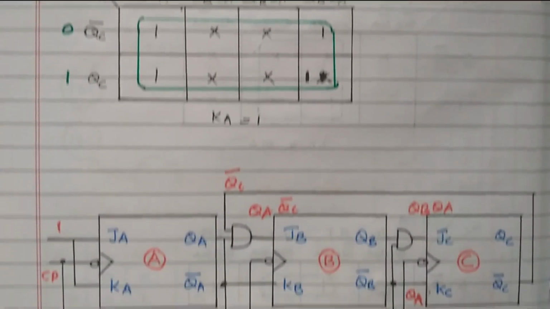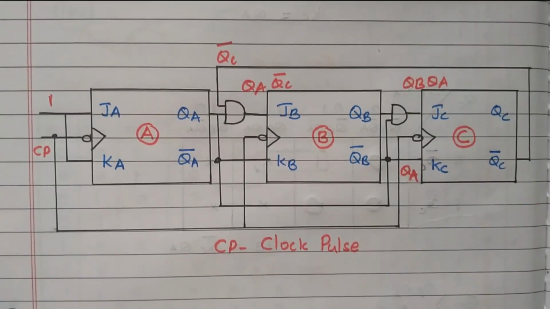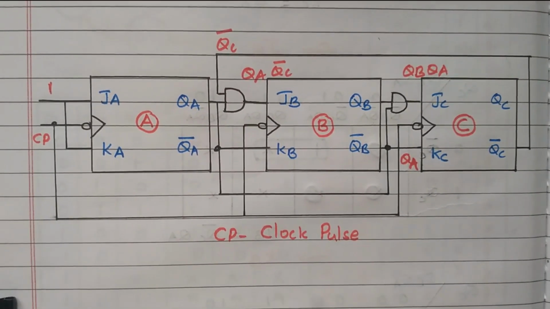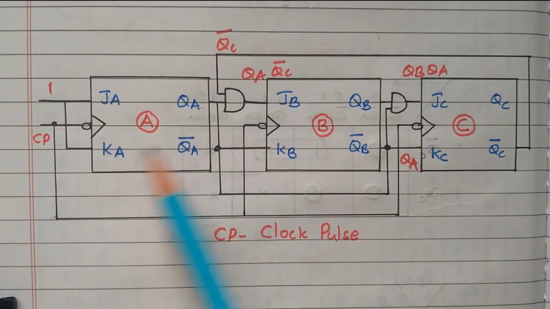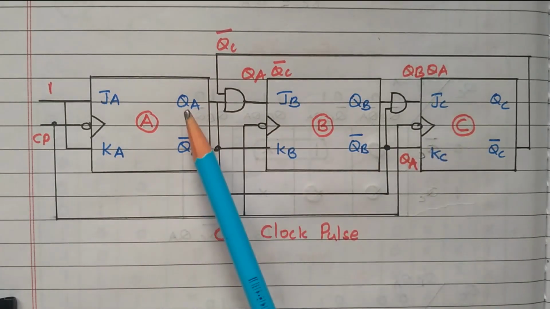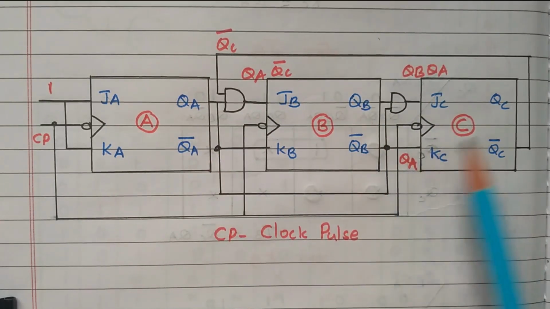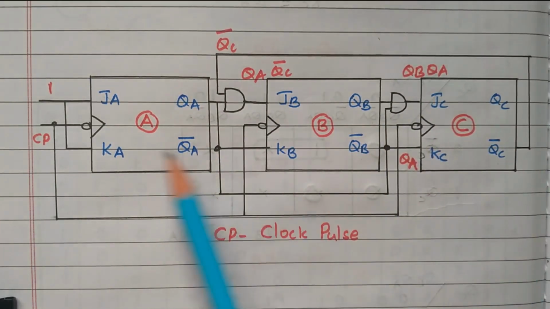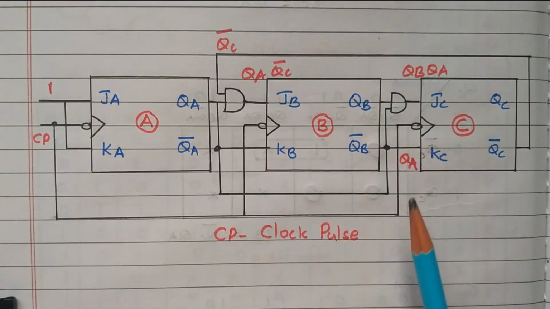So from that we can design the counter, mod 6 counter, right? We already discussed there are 3 flip-flops required, flip-flops A, B, C, right? So this is JA, KA, JB, KB, JC, KC, the inputs to the flip-flops. Outputs are QA, QA bar, QB, QB bar, QC, QC bar. So this is the clock pulse. The clock pulse is given to all 3 flip-flops, right?